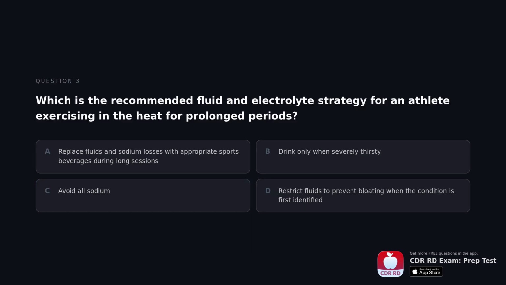Which is the recommended fluid and electrolyte strategy for an athlete exercising in the heat for prolonged periods? A. Replace fluids and sodium losses with appropriate sports beverages during long sessions. B. Drink only when severely thirsty. C. Avoid all sodium. D. Restrict fluids to prevent bloating when the condition is first identified.